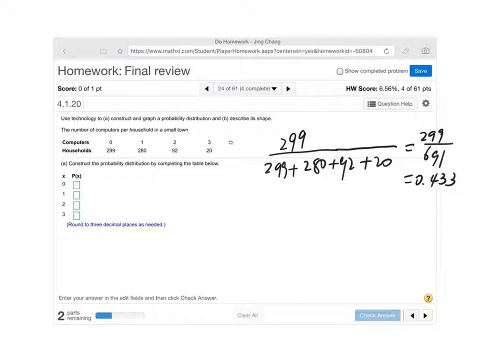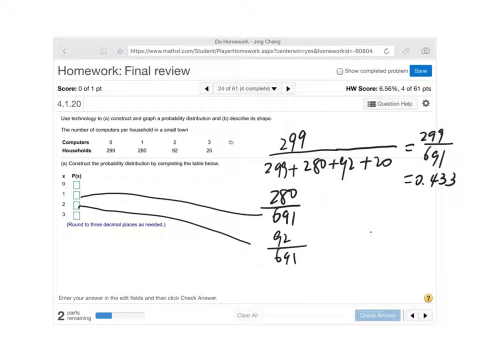And then the others are the same way. Say for example for 1, use 280, so 280 over 691, that'll be the 1. And then 92 over 691 will be the answer for 2, and for 3, that'll be 20 over 691. So it's the same way to do the problem.